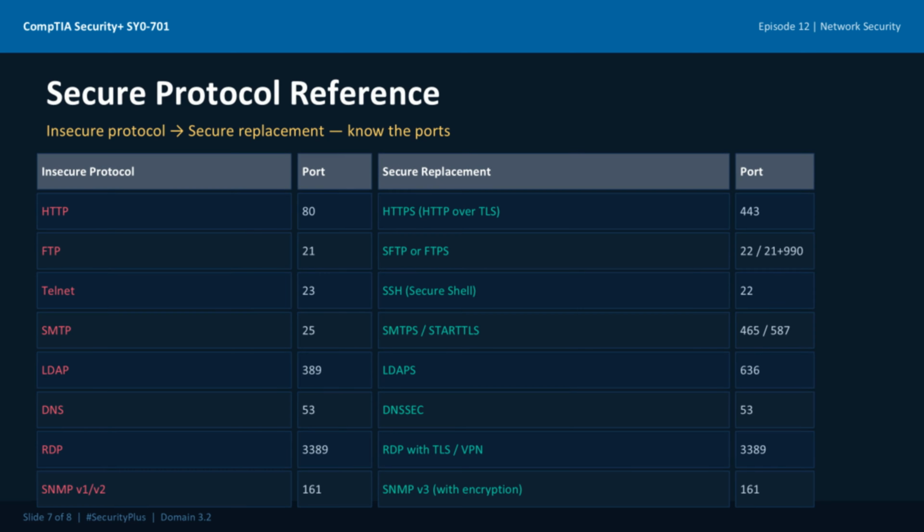SMTP, port 25, uses SMTPS, port 465, or STARTTLS on port 587. LDAP, port 389, replaced by LDAPS, port 636. SNMP v1 and v2 on port 161, replaced by SNMP v3, which adds encryption and authentication. RDP on port 3389 should always be used with TLS and behind a VPN.